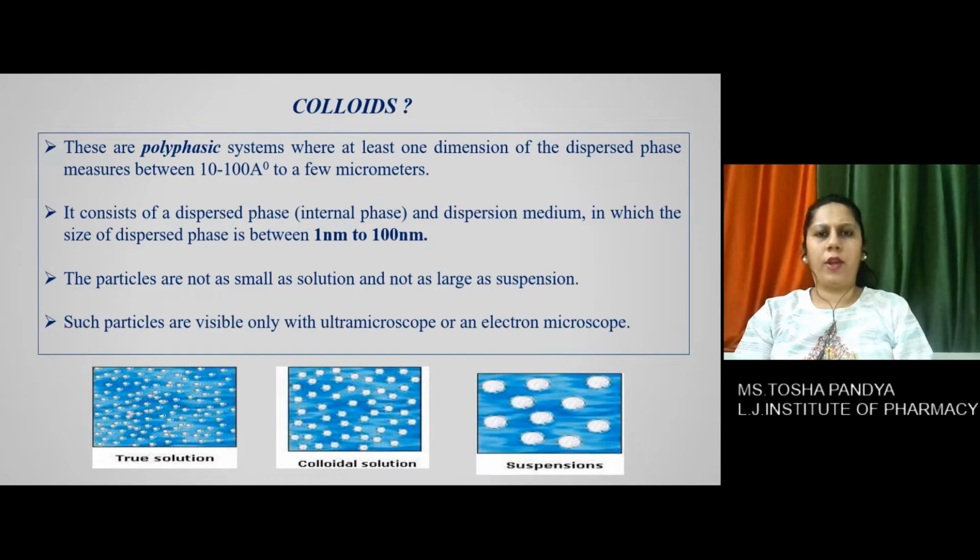So what are colloids? Colloids are polyphasic systems in which at least one dimension of the dispersed phase ranges from 10 to 100 angstrom to a few micrometers. It consists of a dispersed phase, which is an internal phase, and a dispersion medium, which is the external phase, in which the size of dispersed particles is between 1 nanometer to 100 nanometer.